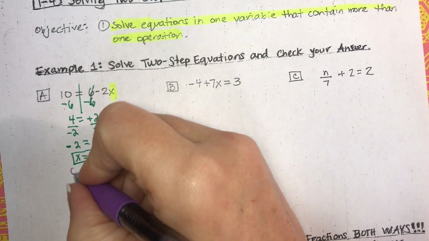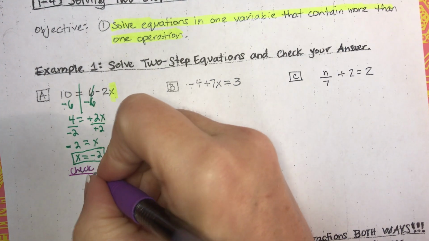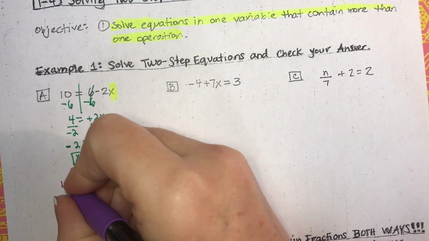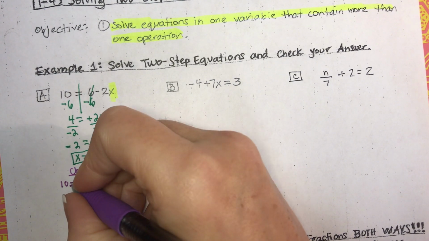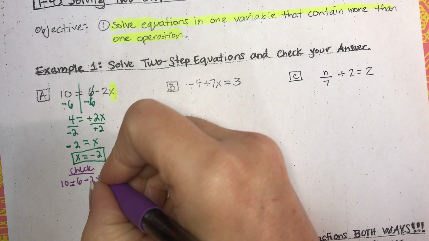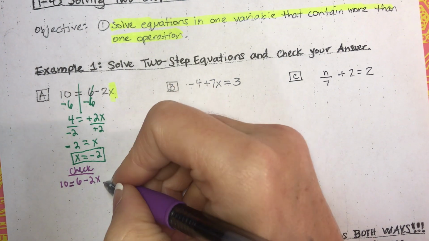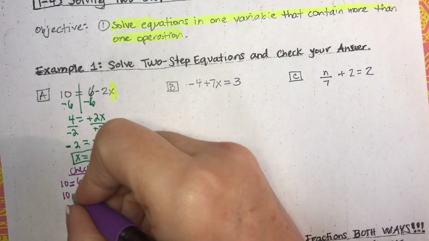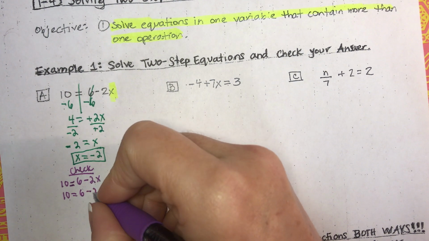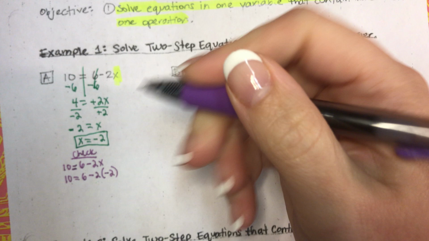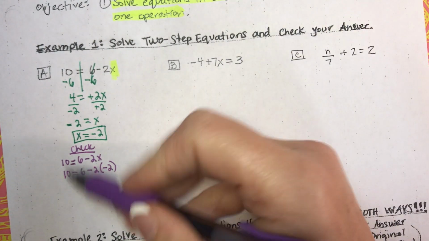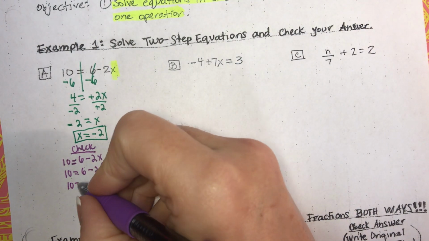So I'm going to write check. Okay, I'm going to write the original equation, which is 10 equals 6 minus 2x. And then we're going to substitute that negative 2 in for x. Now remember, whenever you substitute a negative number in for a variable, you have to put it in parentheses like that, okay? So this 10 is already simplified, so we're just going to rewrite it. We're not going to do anything.